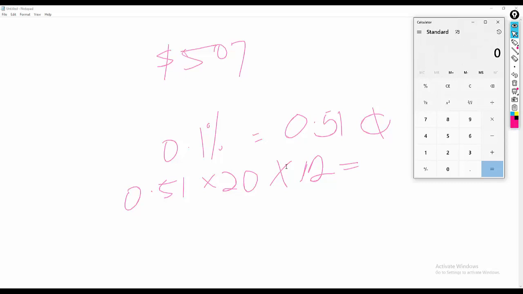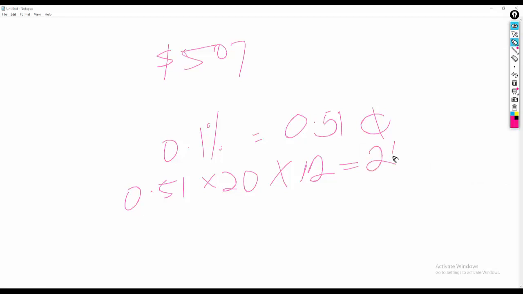Good. So we said 0.51 per day multiplied by 20 trading days. That gives me about $10 per month, multiplied by 12. I'm going to get $122.4. Multiply this by 100 and divide it by our capital, which is 507. You can see this is going to give us 24%. Just a recap, per annum.